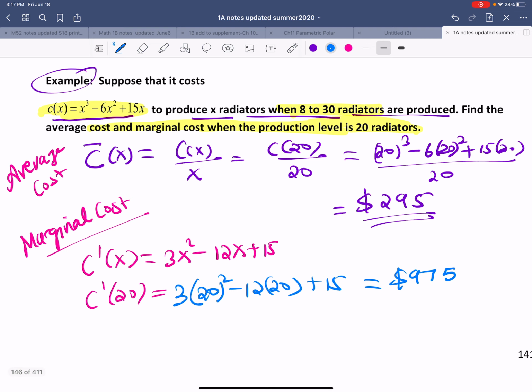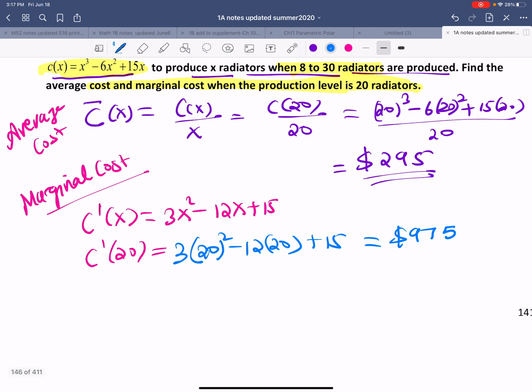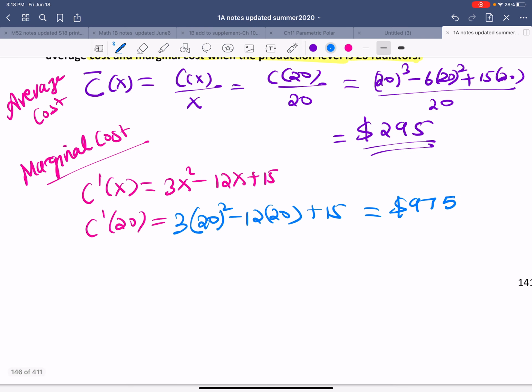Now, the next part, let's also look at the actual cost. How much does it cost to make the 21st item? Because this marginal cost tells me the rate of change of cost for the next item. Marginal cost at x equals 20 is telling me the cost to make the 21st item. Let's find the actual cost to make the 21st item.